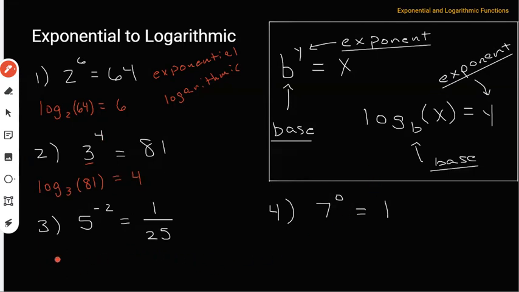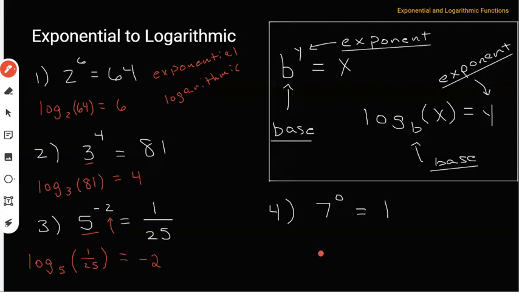All right, for number 3, we have a base of 5. 5 is going to be our base. So when we write our logarithm, it's going to have a base of 5. Now the result is 1 over 25, so that's going to go inside the parentheses. 1 over 25. And then on the other side of the equal sign, we're going to have our exponent, which in this case is a negative 2. All right, and that's number 3.